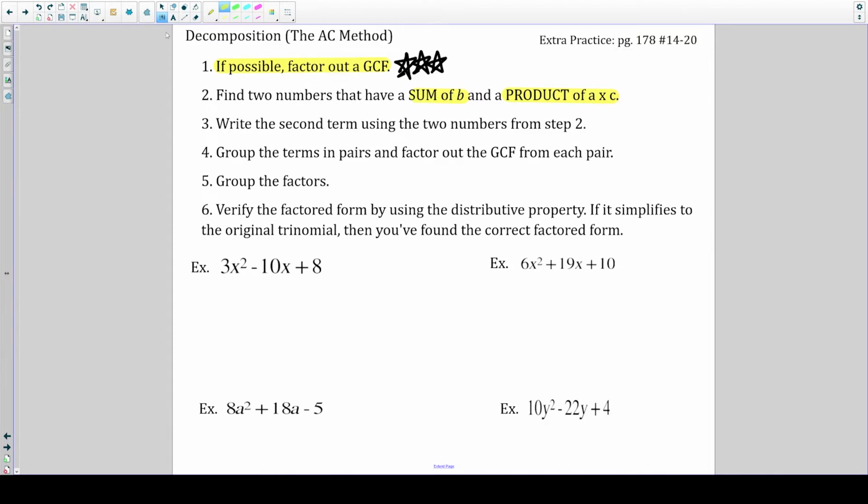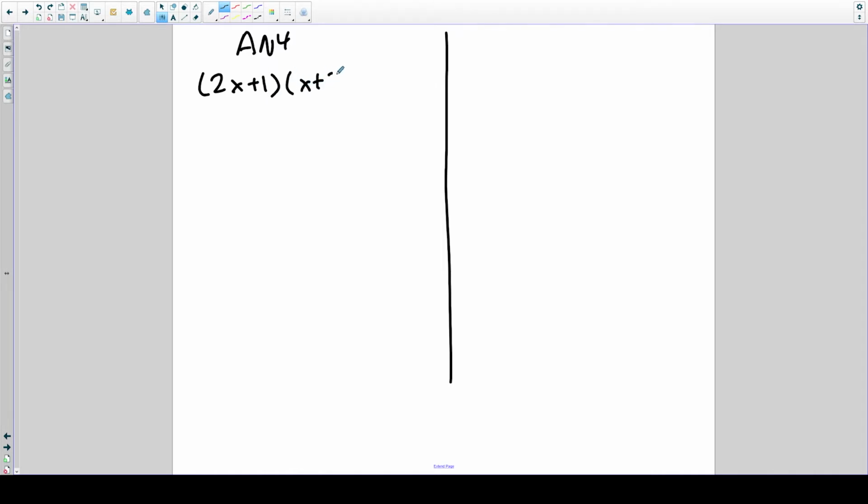So before we even get started, let's take a look at what we did back in AN4. So in AN4, we could use an example such as this. When we multiplied things, let's contrast the two examples here. We've got 2x plus 1, for example, and let's go x plus 3 as our second factor. In AN4, we learned that we would take that first term of the first factor and multiply it with the entire second factor. Then we're going to take that second term of the first factor and multiply it with that second factor.